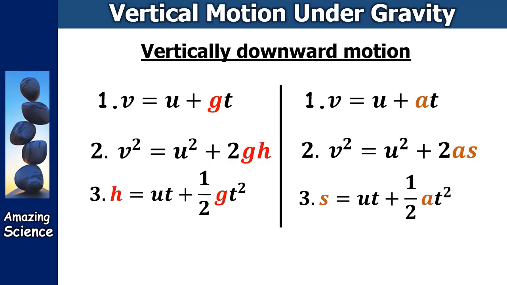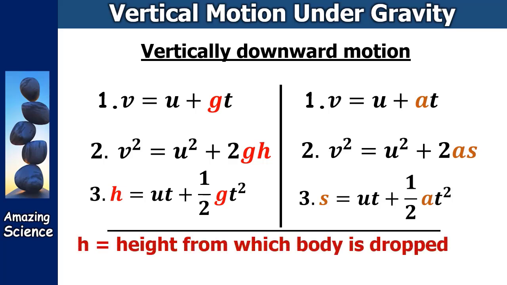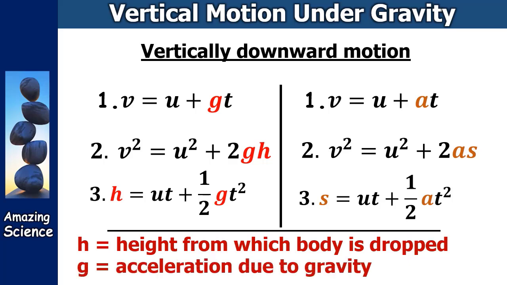We have replaced the s with the h, where the h stands for the height from which the body is dropped. And we have also replaced the a with the g, which specifically refers to the acceleration due to gravity. Still under the first case, let's explore some more ideas.